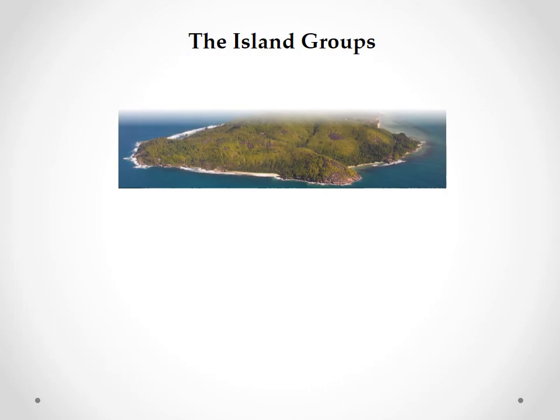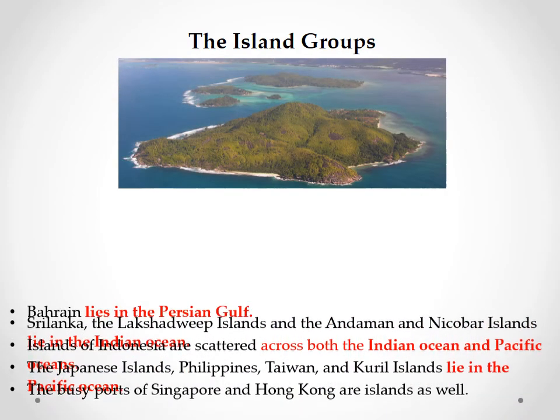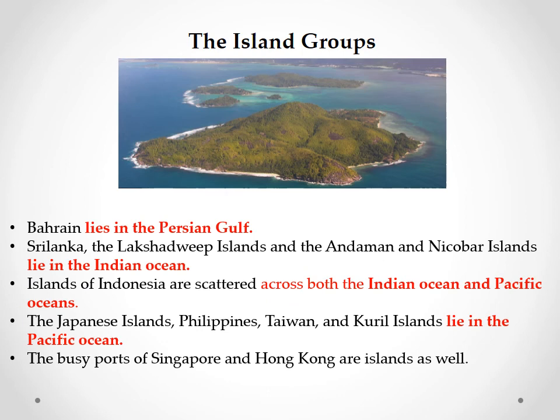The island groups. A number of islands lie to the east and southeast of Asia. Some of them form archipelagos. Bahrain lies in the Persian Gulf. Sri Lanka, the Lakshadweep Islands, and Andaman and Nicobar lie in the Indian Ocean. The many islands of Indonesia are scattered across both the Indian Ocean and the Pacific Ocean. Some of the notable islands of Indonesia are Bali, Java, Sumatra, and Borneo. The Japanese islands, Philippines, Taiwan, and Kuril Islands lie in the Pacific Ocean. The busy ports of Singapore and Hong Kong are islands as well.